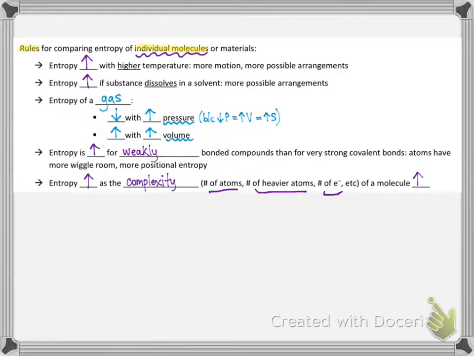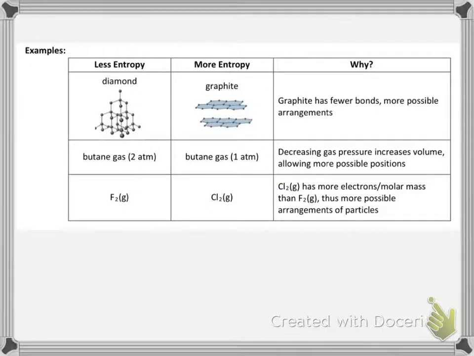Let's take a look at some examples. If you are comparing diamond and graphite, well, diamond has covalent bonds in 3 dimensions. The atoms are very much fixed in place. Graphite only has 2-dimensional sheets. So graphite has more entropy because there are fewer bonds, thus more possible arrangements. Butane gas at 1 atmosphere, lower pressure, is going to have more entropy than butane gas at 2 atmospheres. Because if you've lowered the pressure, now you've increased the volume, more possible positions.